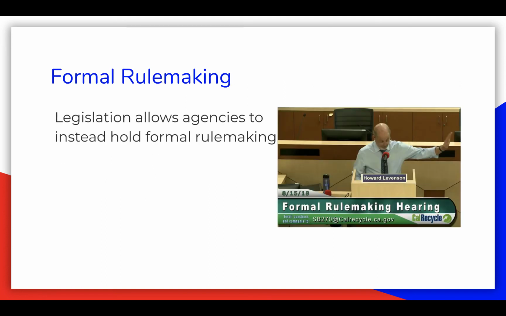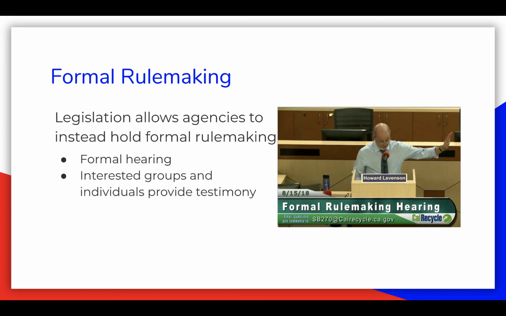There's formal rulemaking. In order to have formal rulemaking, though, there needs to be what is essentially like magical and very specific legislation that allows agencies to hold formal rulemaking. Agencies have to be given that power through statutory law. They cannot just make up that power on their own. In formal rulemaking, there is usually a formal hearing where agencies allow interested groups and individuals to provide testimony. You can see an example on the right here.